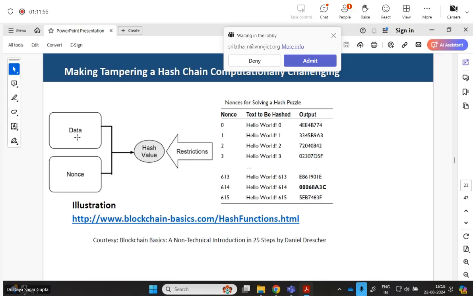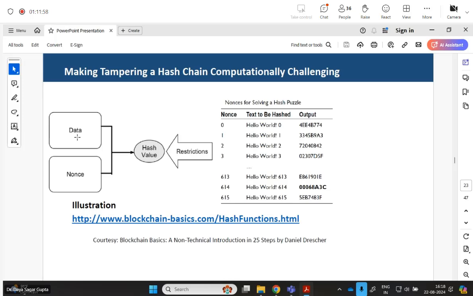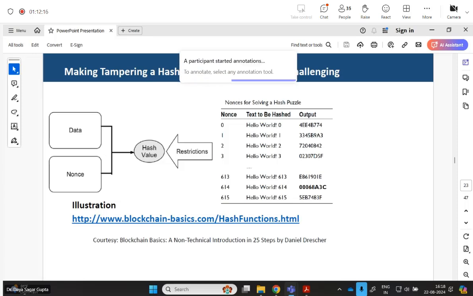So to avoid this, we produce nonces in such a manner that we concatenate something. If you are concatenating something, it is a hash puzzle. We have already seen that if you have a message, let us call it M, and you concatenate something with it, we are going to find some value Z.